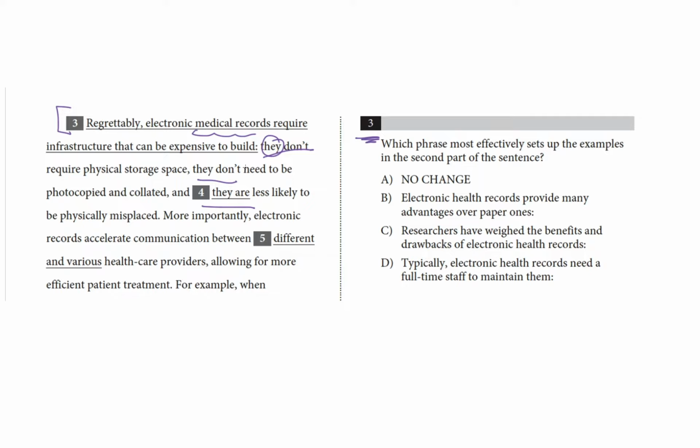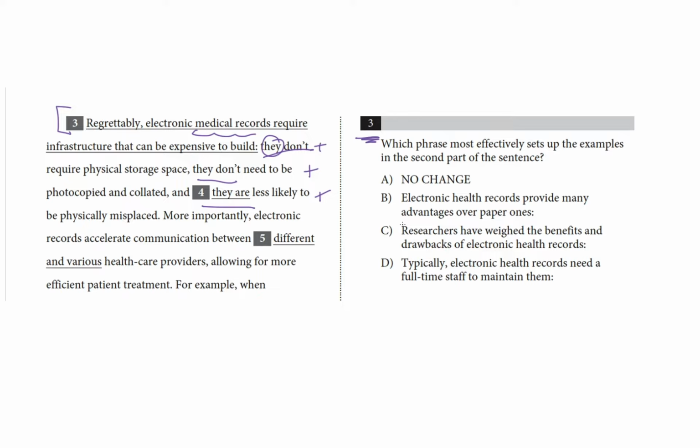So for setups questions, we recommend that you identify the purpose of the information that you're setting up. In other words, what's the point that the examples, comparisons, or quotes are supporting? So electronic medical records don't require physical storage space, they don't need to be photocopied, and they're harder to lose than, I assume, paper medical records. These seem like good things, so I'm going to give a little positive to each one.